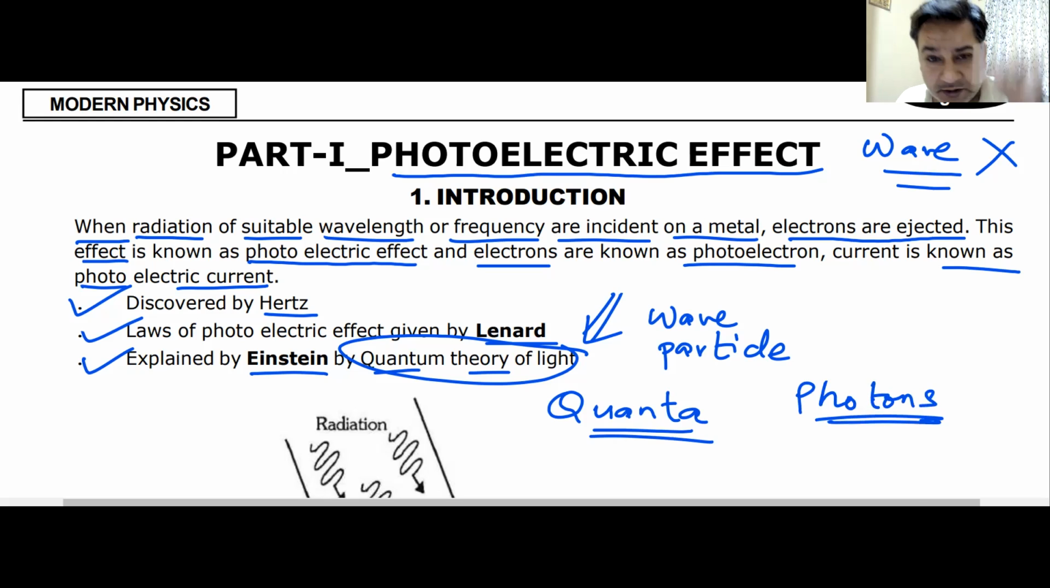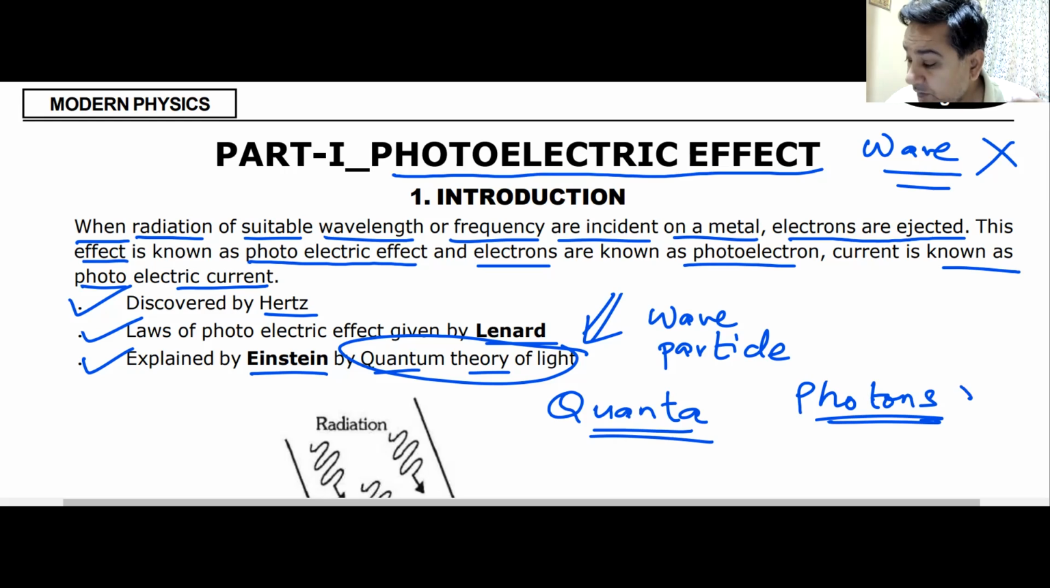Yes, sir. 1 photon, 2 photons, 3 photons, 4 photons, 5 photons. This is particle theory or quantum theory of light. Light is not a continuous thing. Light is not a wave. Light consists of particles. It is like particles. Those particles are known as?